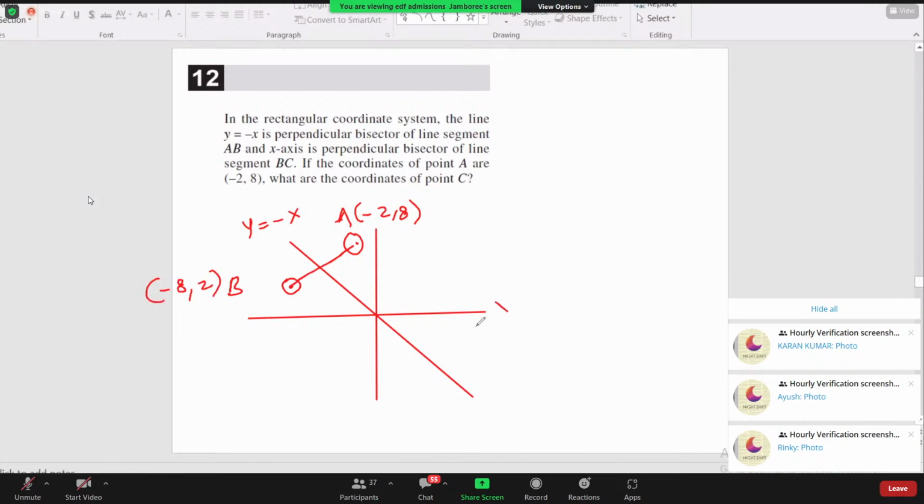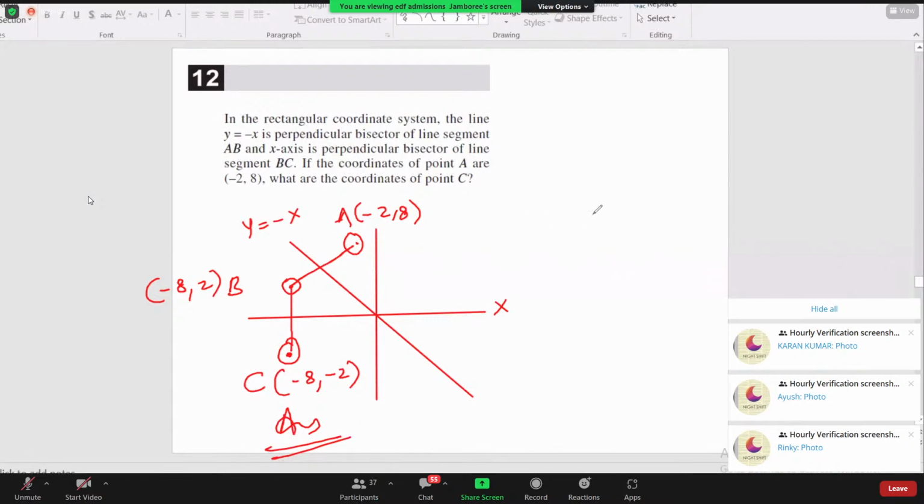Now it says x-axis acts as the perpendicular bisector of the line segment BC. So C will be somewhere out here, which will lie in the third quadrant. If coordinates of B are minus 8 comma 2, along the x-axis, the magnitude of the points will remain the same and the signs will be applied according to the quadrant. So therefore, the coordinates of point C should be minus 8 comma minus 2, and that will be the answer to the question. So he was asking what are the coordinates of C? The coordinates of C needs to be minus 8 comma minus 2.